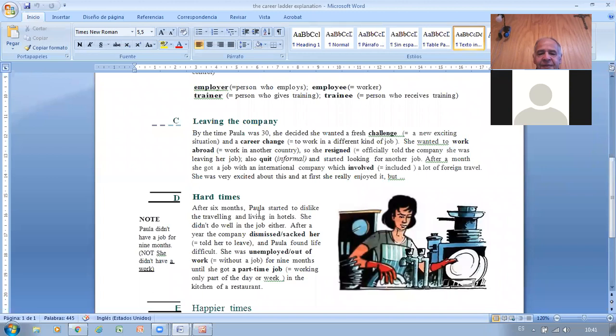Hard times. After 6 months, Paula started to dislike the traveling and living in hotels. She didn't do well in the job either. After a year, the company dismissed, sacked her, told her to leave, and Paula found life difficult. She was unemployed, out of work, without a job for 9 months until she got a part time job, working only part of the day or week in the kitchen of a restaurant.